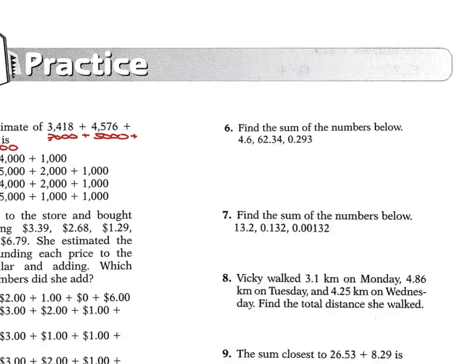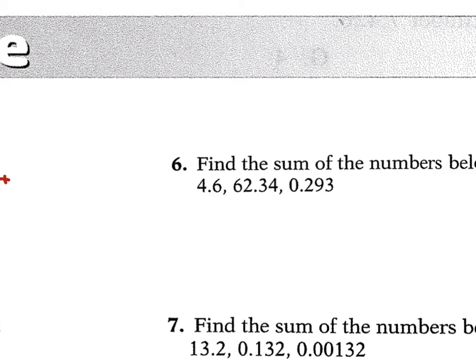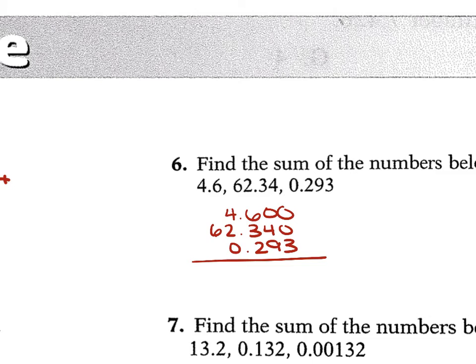For our next one, we are finding the sum of 4.6. We're going to add a 0 there and another 0 because our greatest place value is the thousandths. We have 62.34, add the 0 there, 0.293. We're going to add these now that our place values are lined up.